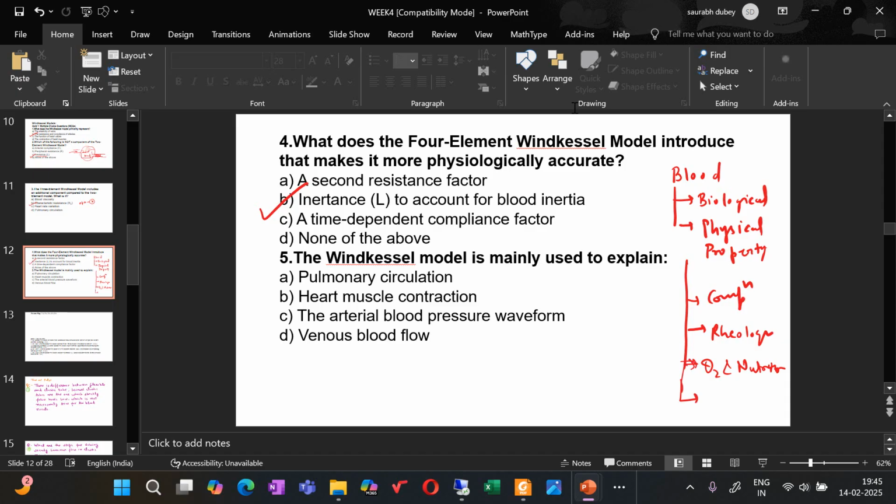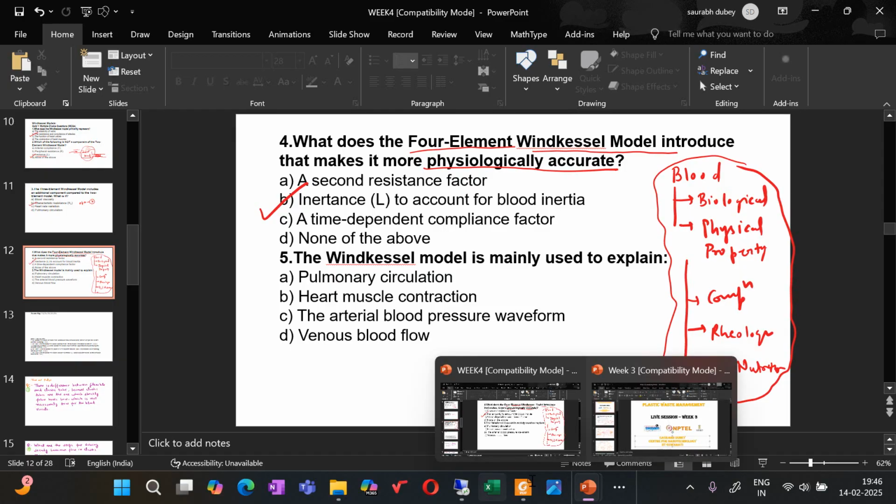In computational models, for example if you use software for solving fluid dynamical models, especially for the arterial system or blood modeling, blood is sometimes represented as either a Newtonian or a non-Newtonian fluid, depending on the application. So physiologically accurate means you are able to predict almost everything. The four element Windkessel model is much closer to the real scenario, but it is a bit complex.